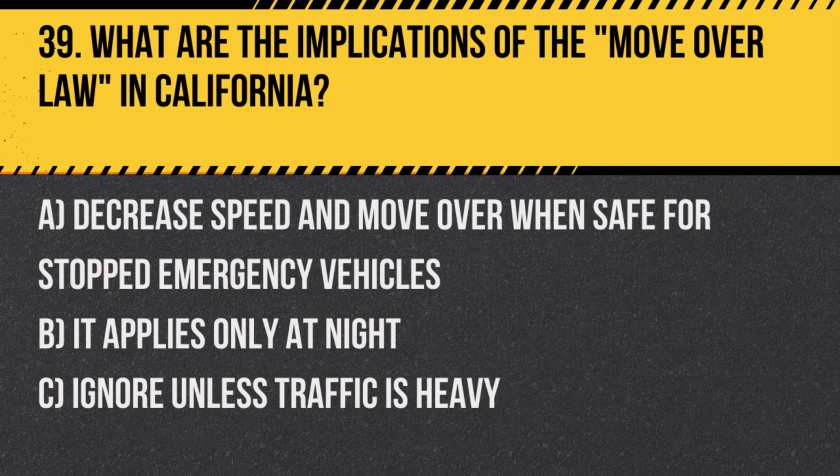Question 39. What are the implications of the move over law in California? A. Decrease speed and move over when safe for stopped emergency vehicles. B. It applies only at night. C. Ignore unless traffic is heavy. Answer. A. Decrease speed and move over when safe for stopped emergency vehicles. This law is designed to protect emergency responders working on roadways.